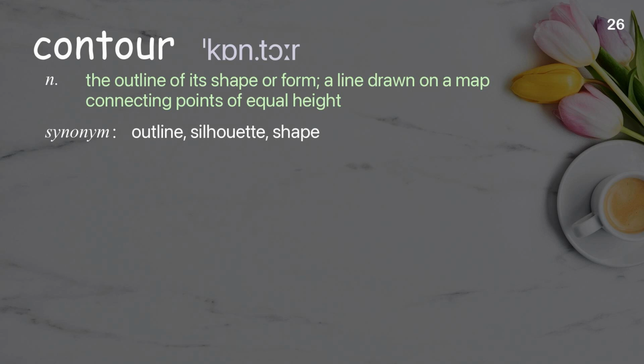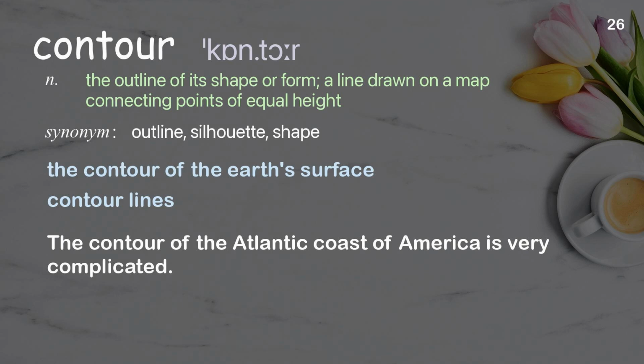Contour. The outline of its shape or form, a line drawn on a map connecting points of equal height. Examples: The contour of the Earth's surface. Contour lines. The contour of the Atlantic coast of America is very complicated.